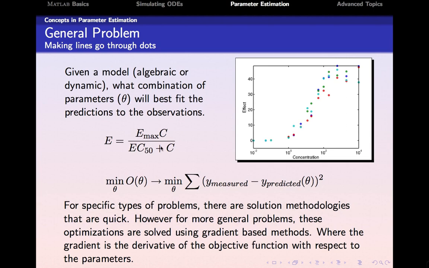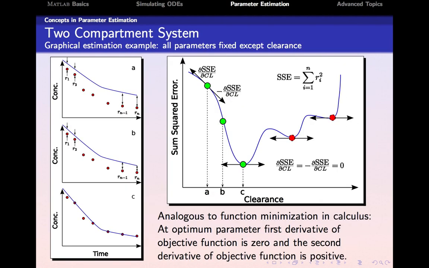To illustrate how this works, we can consider a two-compartment system. Suppose all of the parameters here with the exception of clearance are fixed, and we start out with some initial guess for clearance. Our initial guess here is A. At A, we can calculate each of the individual residuals: R1, R2, all the way up through Rn.